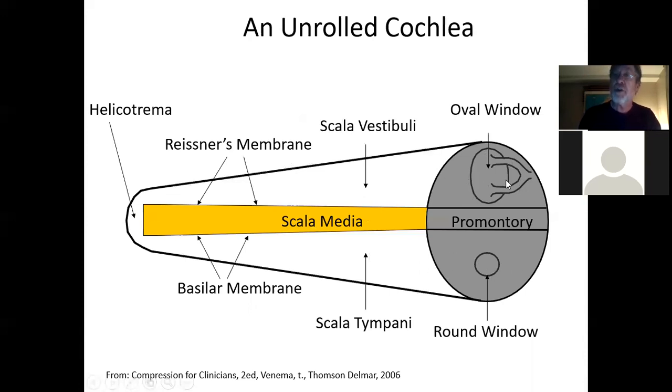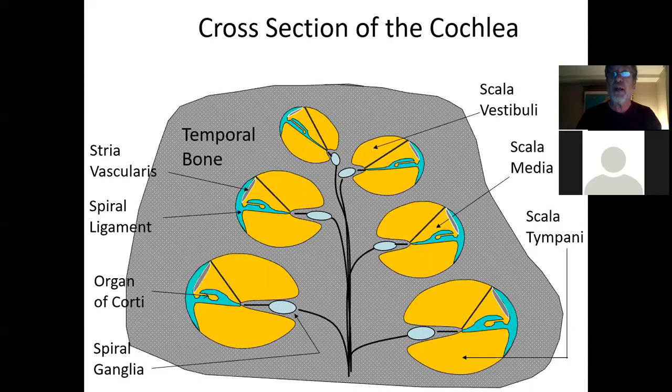So if you push on the oval window, this one's going to bulge out, because pushing on this fluid is going to end up pushing back over here. So make sure you have these names correct. Reissner's membrane, basilar membrane, all these are on this slide. The same thing is shown here. Basilar membrane, Reissner's membrane.